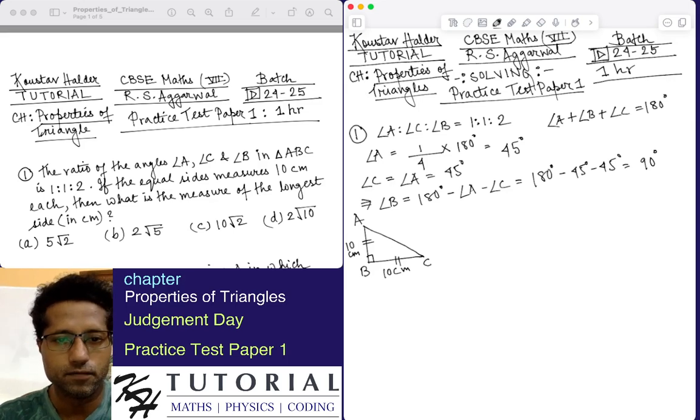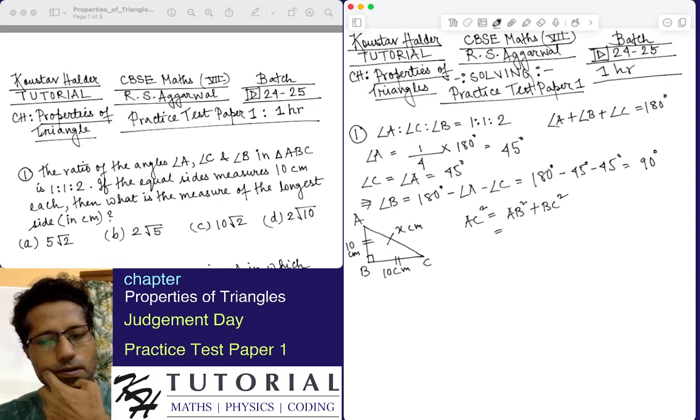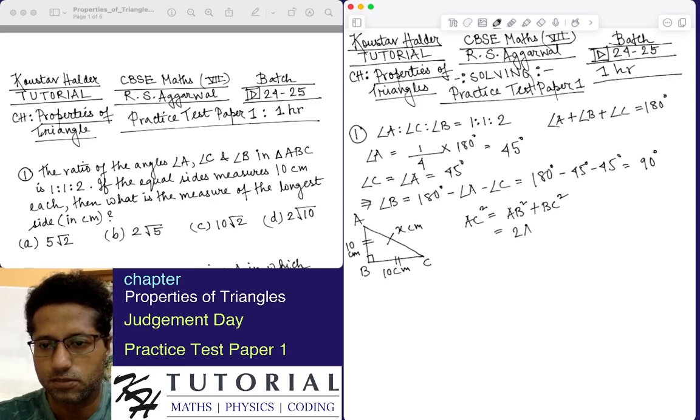Now we have to find the measure of the longest side. Definitely in a right angle triangle, the longest side is the hypotenuse. This is the hypotenuse. Let's say this is x centimeter, we have to find x. Since it is a right angle triangle at B, AC square will be equal to AB square plus BC square. This is equal to twice of AB square, because AB is equal to BC.